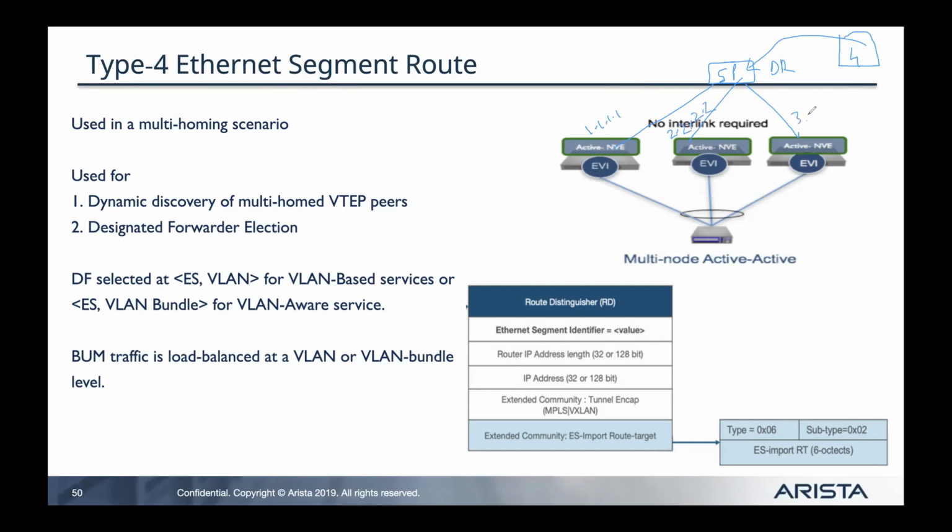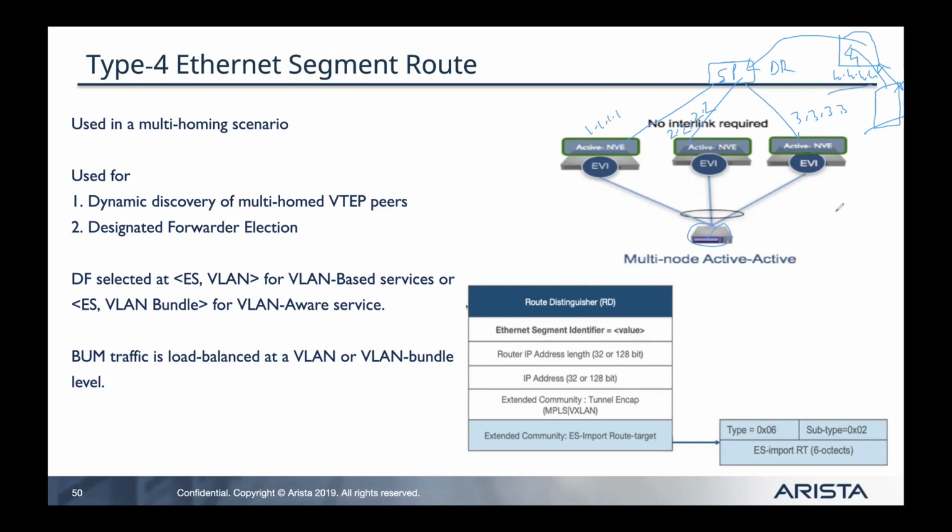This is 3.3.3.3 and 4.4.4.4. Now you want to send ARP requests for that particular VLAN, VLAN 10. A host behind this VTEP wants to send out ARP requests for another host. What will happen? It will send the packet here, and it will be flooded, right?